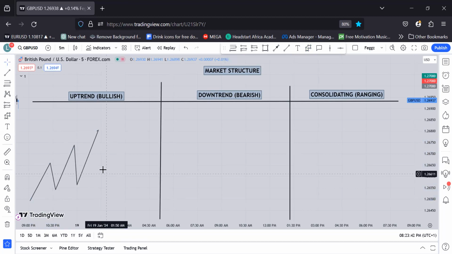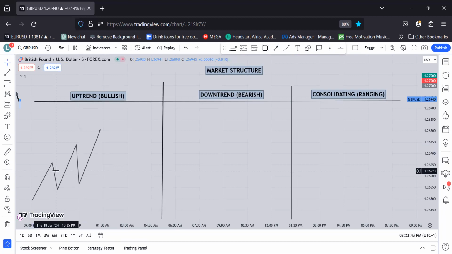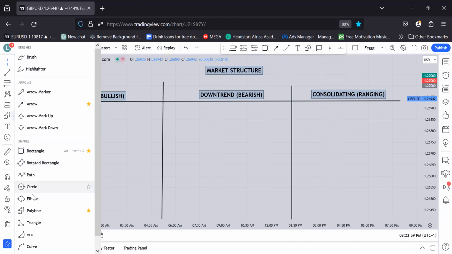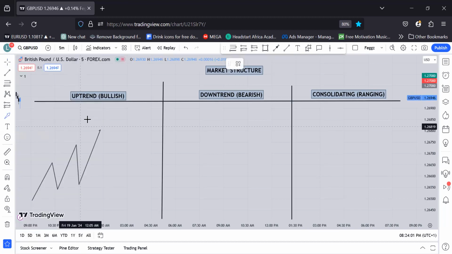So how do you identify an uptrend? The most recent high must be higher than the previous high. That is how you can tell it is an uptrend. Where is the most recent high here? This is the most recent high. Let me point it out. Where is my arrow? Okay, yes. This point is the most recent high. This is the previous high, and that is the previous high.